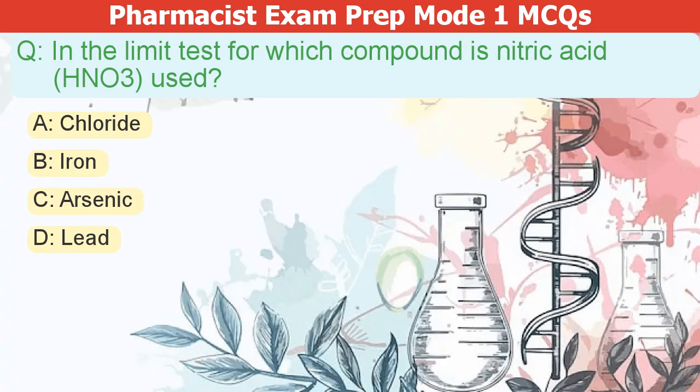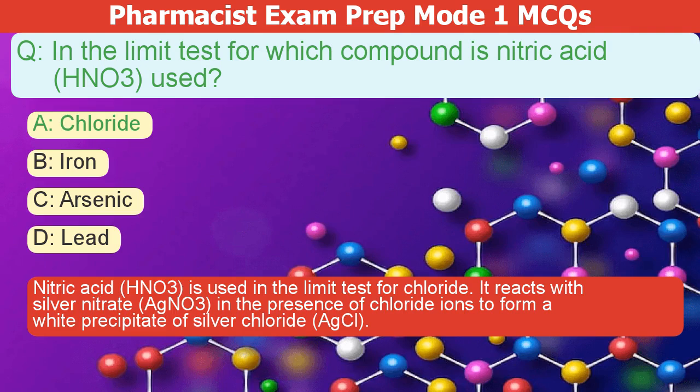In the limit test for which compound is nitric acid, HNO3, used? A. Chloride. B. Iron. C. Arsenic. D. Lead. The correct answer is A. Nitric acid, HNO3, is used in the limit test for chloride. It reacts with silver nitrate, AgNO3, in the presence of chloride ions to form a white precipitate of silver chloride, AgCl.